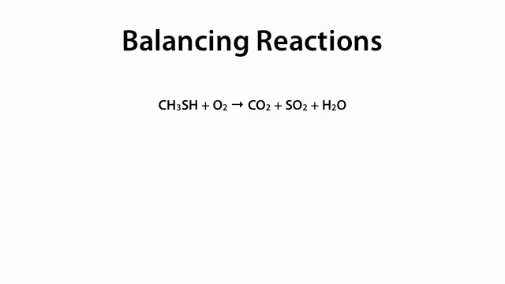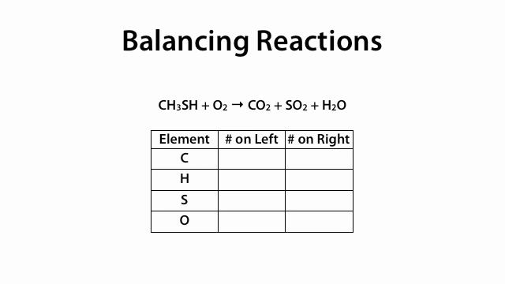CH3SH plus O2 yields CO2 plus SO2 plus H2O. Again, we're going to make a table. Row of elements, number on left, number on right. We have elements C, H, S, and O. And we're going to fill the table according to how many of each element are present in the current reaction.